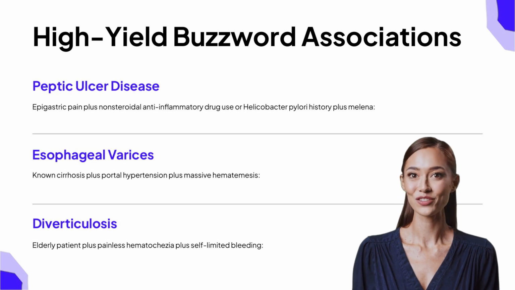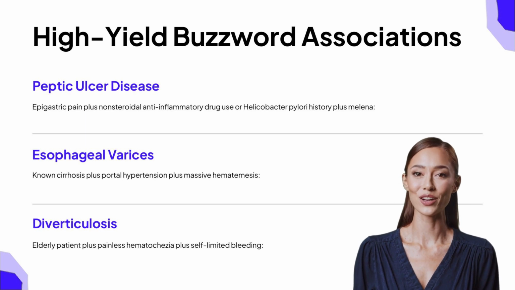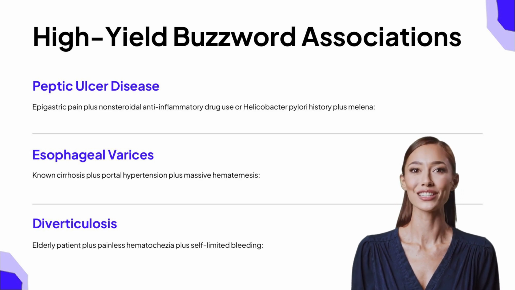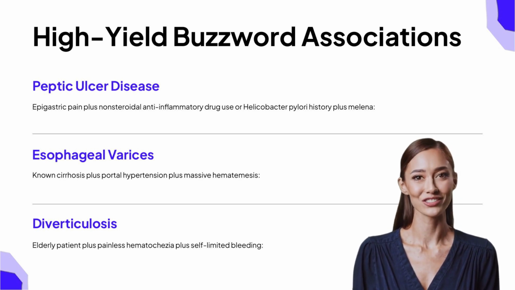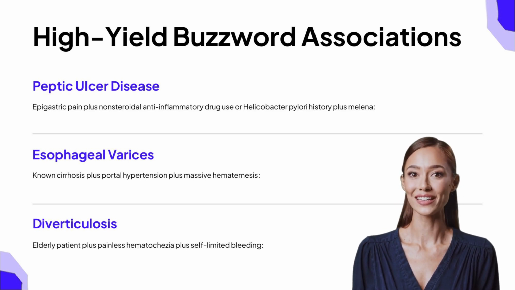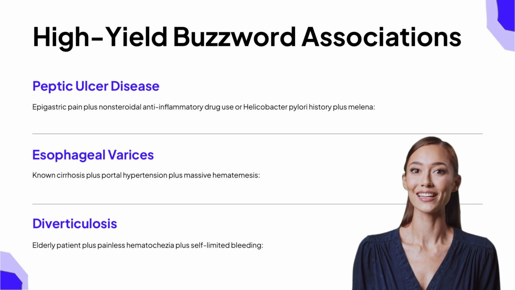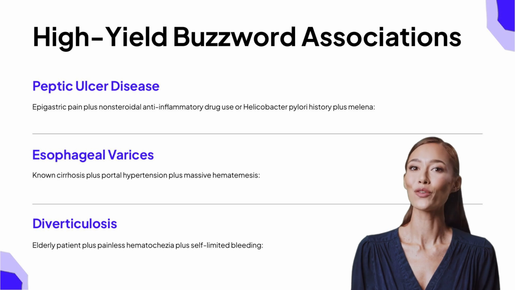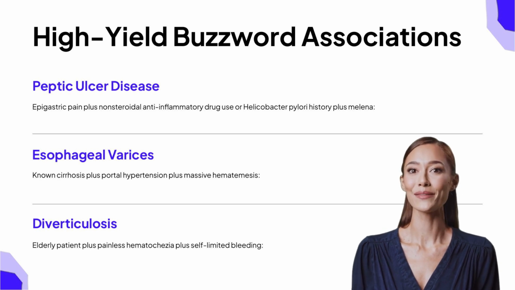Now let's talk about buzzword associations, which are your best friends on test day. When you see peptic ulcer disease, look for epigastric pain plus nonsteroidal anti-inflammatory drug use or Helicobacter pylori history, combined with melena. For esophageal varices, the classic setup is a patient with known cirrhosis, portal hypertension, and massive hematemesis. For diverticulosis, think elderly patient plus painless hematochezia that stops spontaneously. These patterns appear repeatedly in board questions, so train yourself to recognize them instantly.